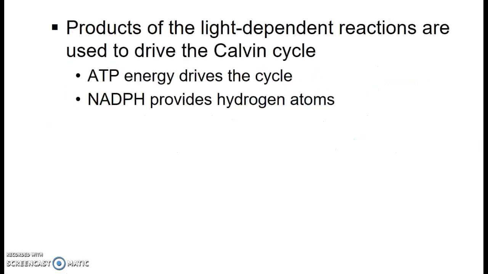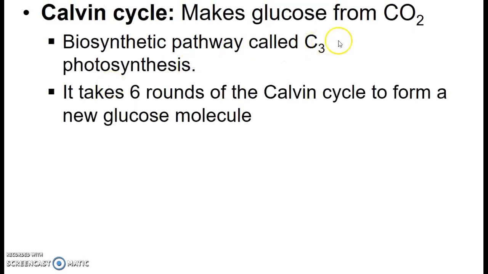Okay, so after going through all of that, basically the products of the light-dependent reactions are ATP, produced by photosystem 2, and NADPH, produced by photosystem 1. And these are, ATP, as we know, is the energy currency of the cell, and NADPH is another molecule that's temporarily storing energy. And those are used to drive the Calvin cycle, which is where atmospheric carbon from carbon dioxide is used to make glucose.